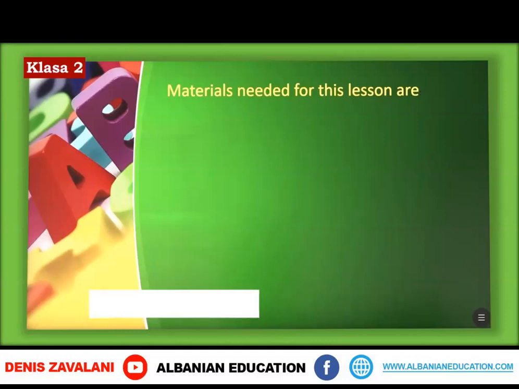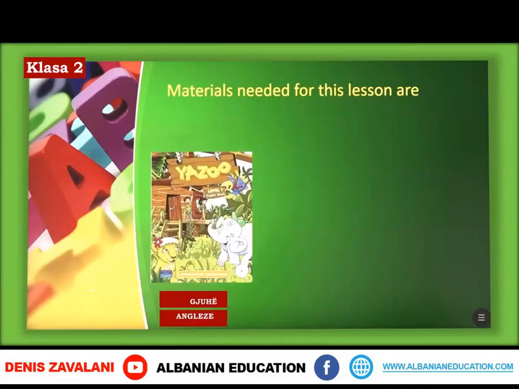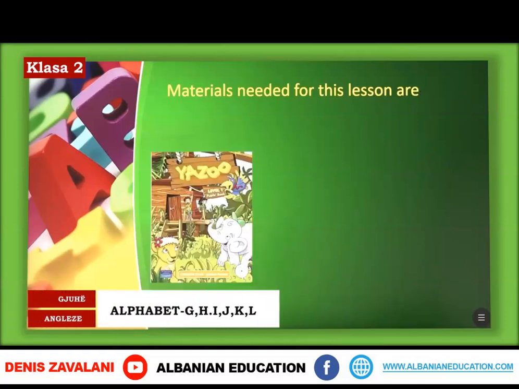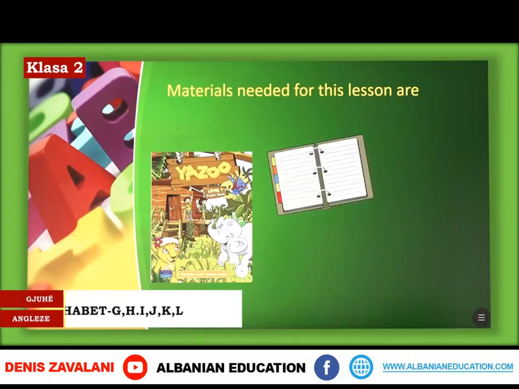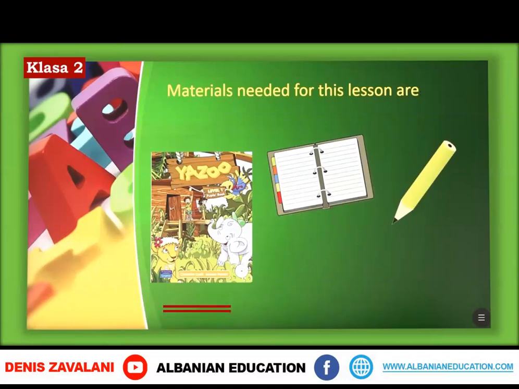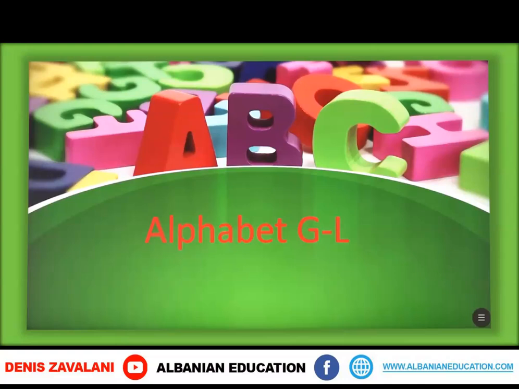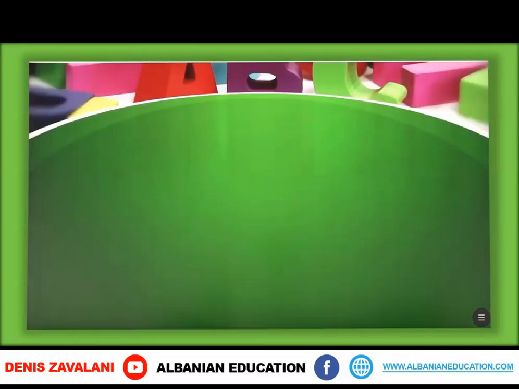Materials needed for this lesson are student's book, Yazoo 1, your notebook, a pencil, and a rubber. As we said earlier, today we are going to talk about alphabet G to L. So, please open your books on page 7. Let's start with letter G.